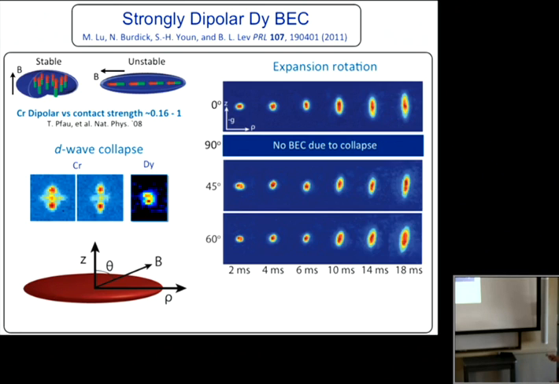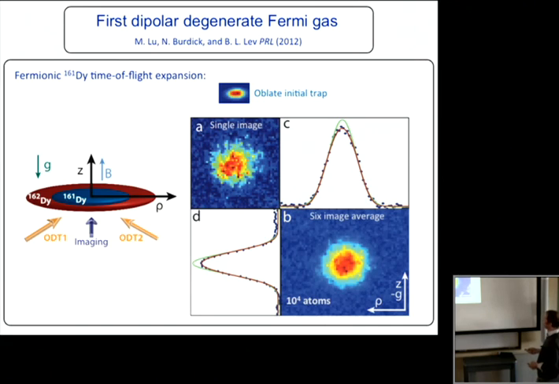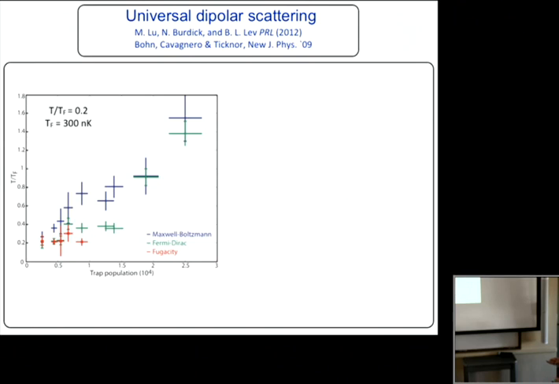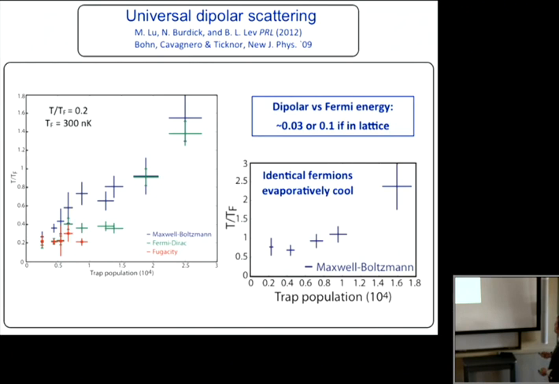You can even see that the expansion rotates due to magnetostriction, and that's been qualitatively reproduced by Ryan Wilson for large dipole versus contact strengths. We made the first dipolar degenerate Fermi gas, where the dipole energy was non-trivial, showing that we can get down to 0.2 T over TF, which means that the dipolar versus Fermi energy is still perturbative, but nonetheless it actually matters in the sense that we can evaporatively cool identical fermions to below T over TF. And that's the first time it's ever been done.